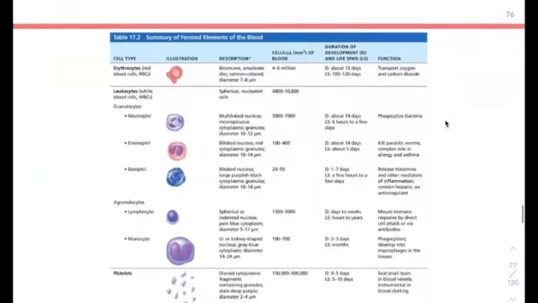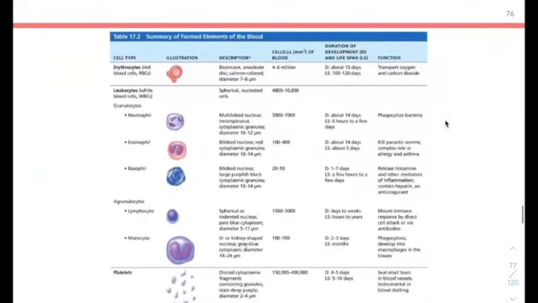So here's a chart for you to use that shows all the different formed elements in the blood. It describes them, says about how many of each type of cell are found per microliter of blood, how long they take to develop, their average lifespan, and what they do.